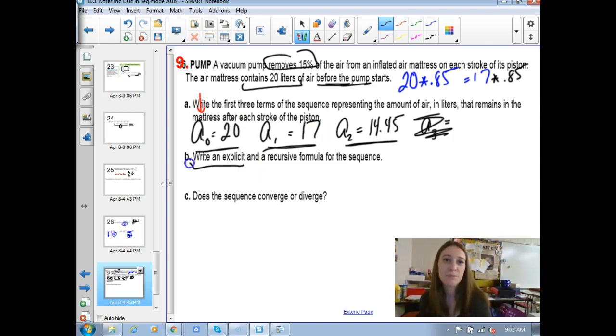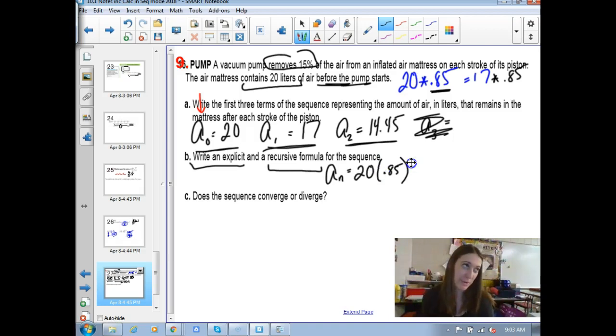So now they want an explicit and a recursive formula. How fun is this? Okay. So this is a common ratio problem, so it's a geometric. So what I'm going to write down is the easiest one for me to remember, which is the original amount. Now this is a little confusing. So times the ratio, 0.85. And then for the power, usually it's to the n minus 1 power.